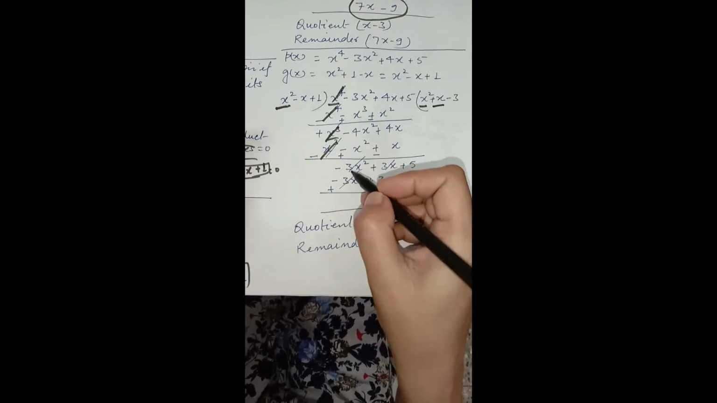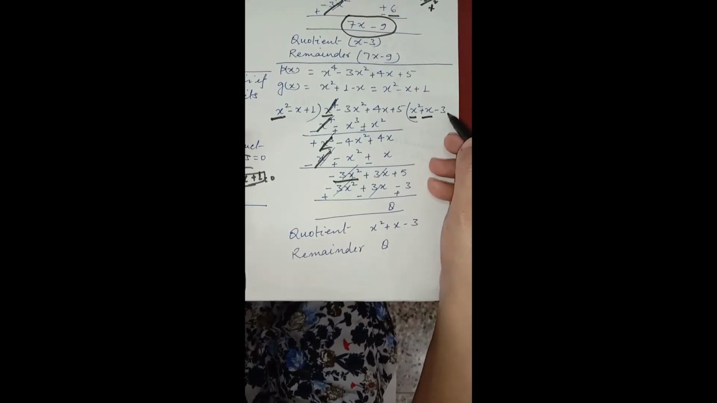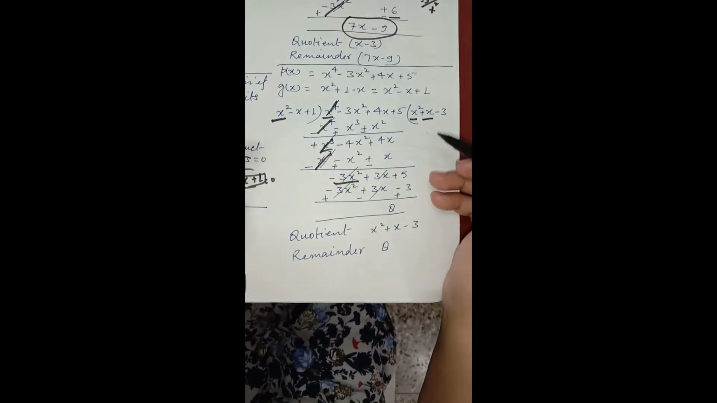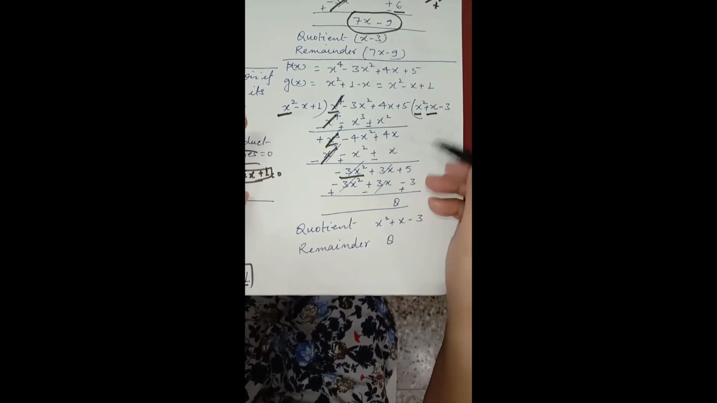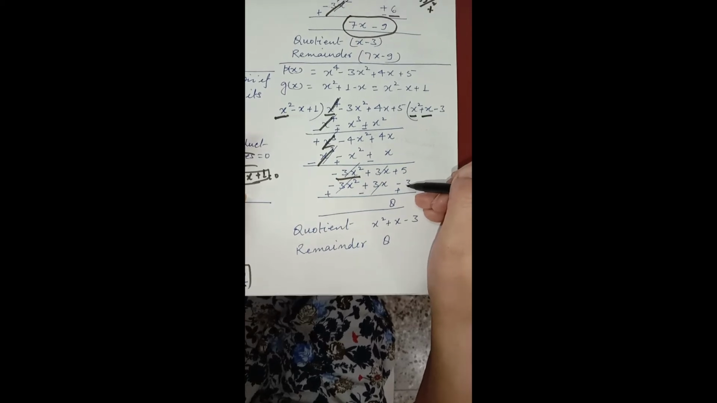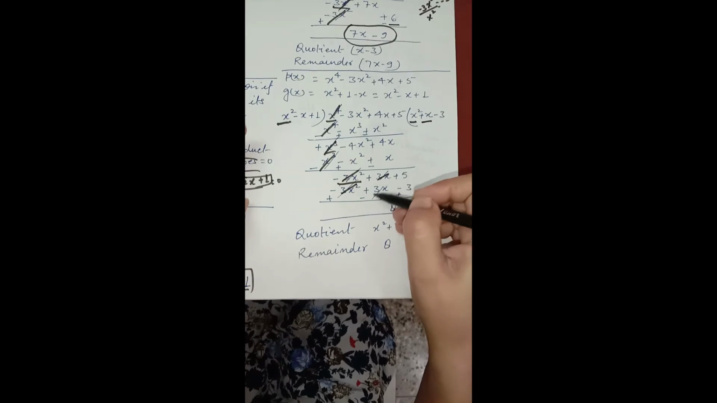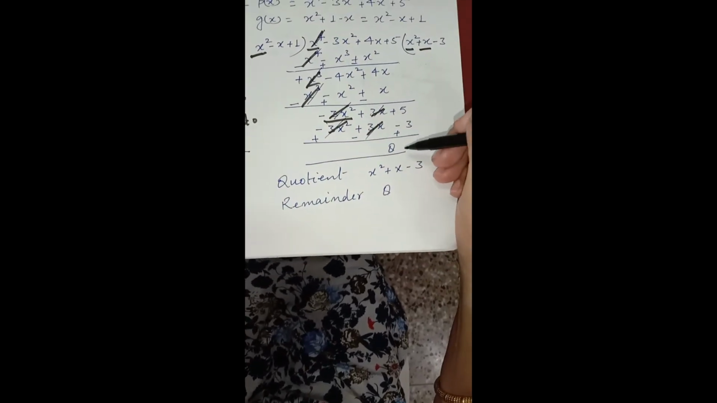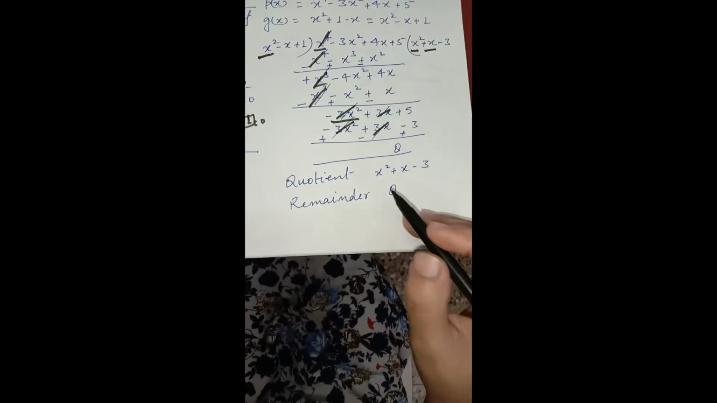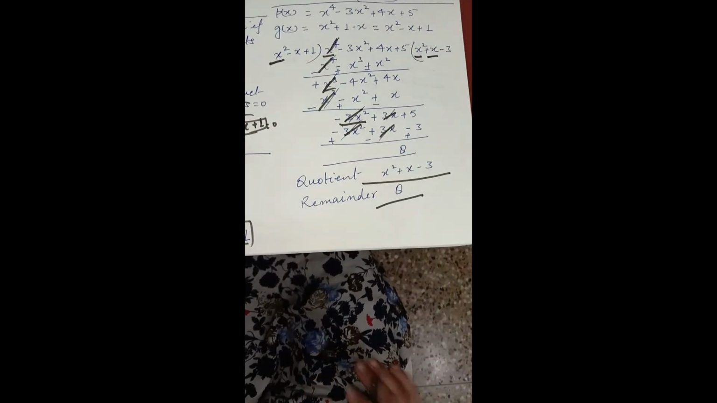Now again we will check the first term, minus 3x square, and x square. It will go minus 3 times. So minus 3x square plus 3x and minus 3 we will get here. We will change the sign and subtract. So these two terms will be cancelled here, and we will get plus 5 and plus 3. So plus 8 is the remainder. So the quotient is x cube plus x minus 3, and the remainder is 8.